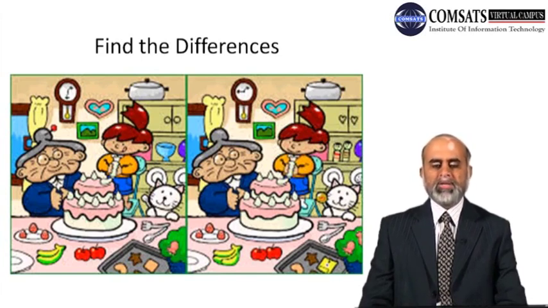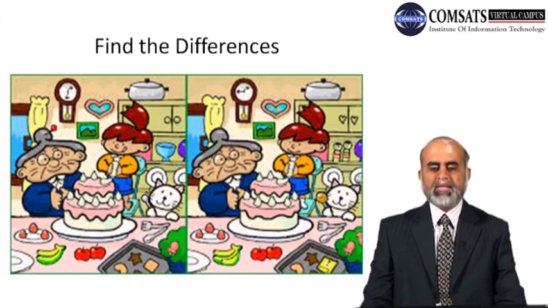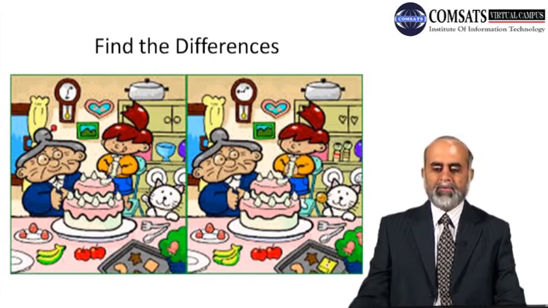Okay, now look at these two pictures and can you tell the differences? All right, if you just look at the cabinet in the upper right corner of this picture on the right, the knobs of these cabinets are of different shapes. Here they are circular, but in the picture on the right, these knobs are heart-shaped. Okay, this is one difference. Can you think of any other? Can you find any other differences?